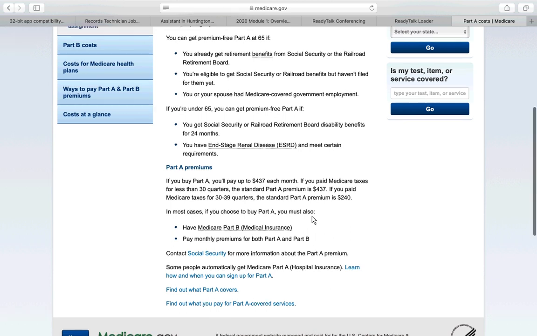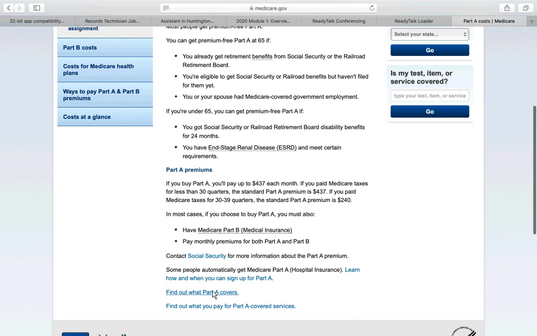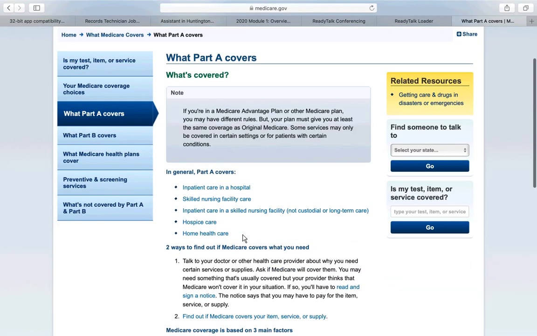Okay? So different parts of Medicare, you should already know that. What does Part A cover? This gives you information as to what it covers.